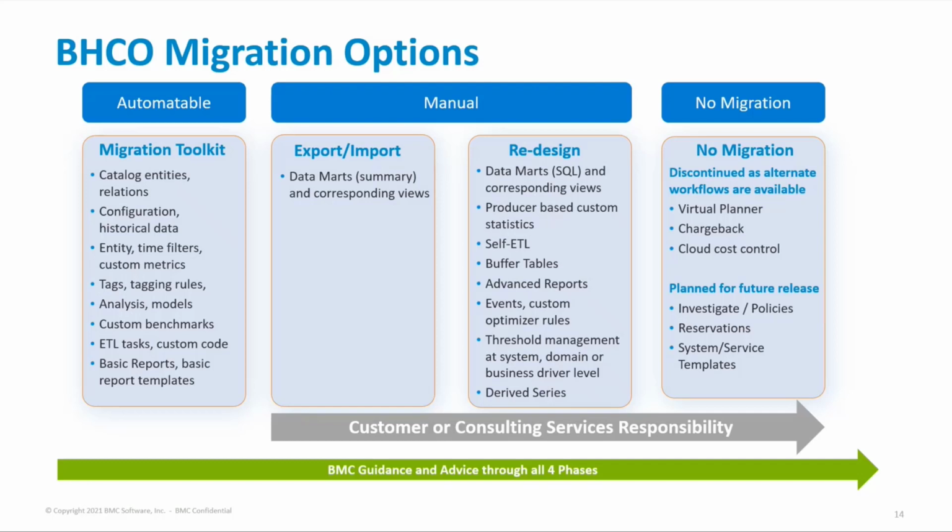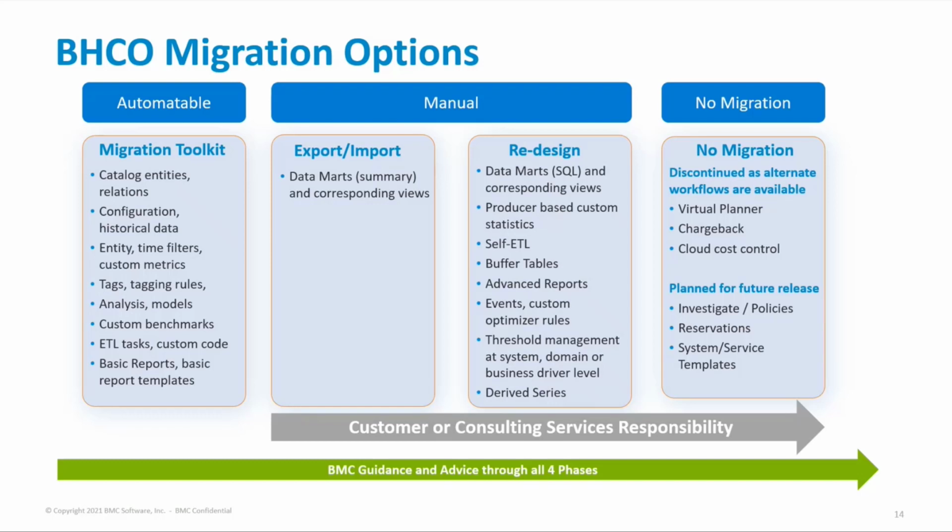What this involves is once you run the migration toolkit and the process is complete, you will have all the catalog entities, relationships, all the configuration data, historical data, all the entity filters, time filters, all your custom metrics, tags, analysis, models, custom benchmarks, basic reports, ETL tasks, and basic report templates. All of those are automatically migrated. So there is nothing that needs to be done on this aspect. The only thing that needs to be done is to verify or validate whether you have got everything that was there in the on-prem environment.